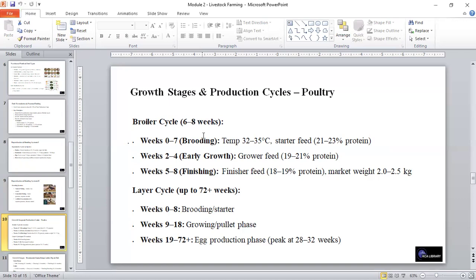Then for layers, we have 0 to 8 weeks for the brooder starter, 9 to 18 weeks for grower, while 19 to 72 weeks plus is for egg production.